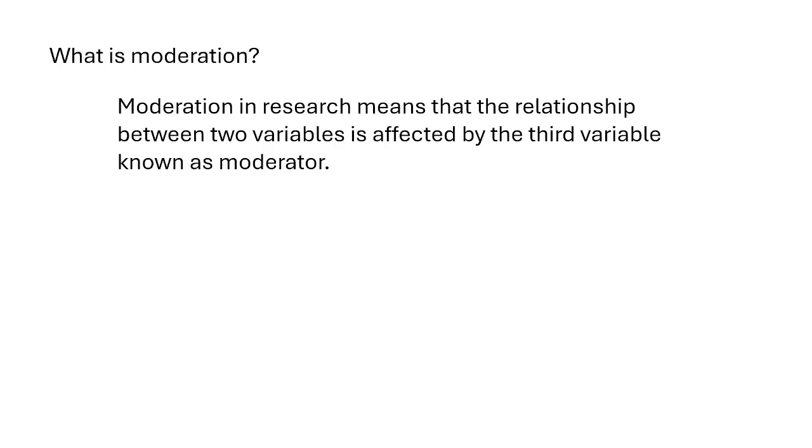In fact, when we have two variables, independent and dependent, the change in the independent variable will bring a change in the dependent variable. But the presence of a moderator, or a third variable, will change the strength of the relationship between the independent and dependent variable. At one level, it may be stronger. At the other level, it may be weaker.